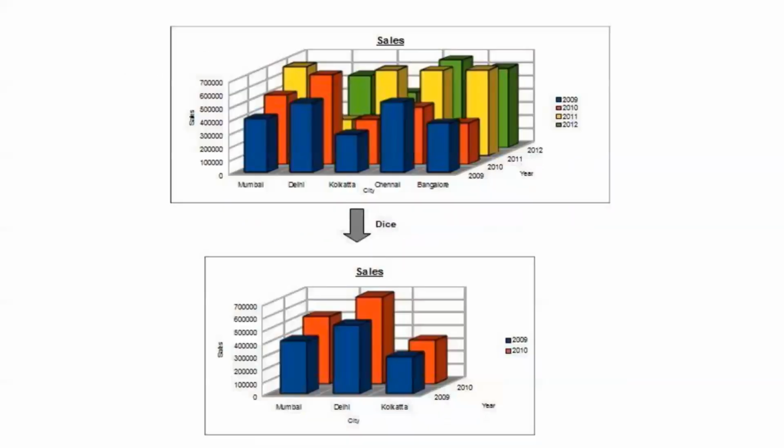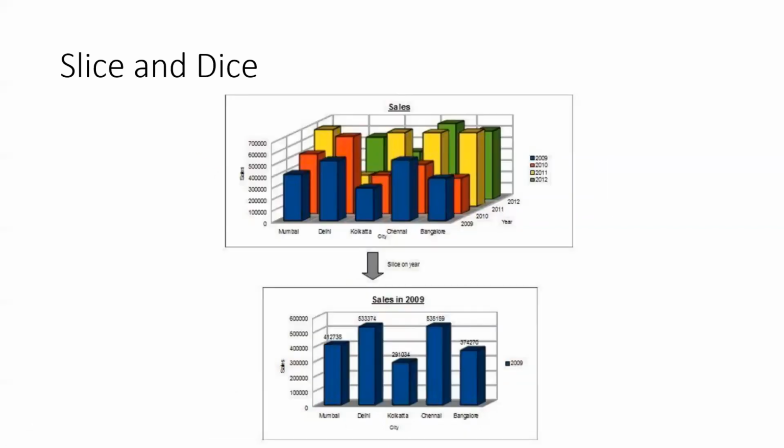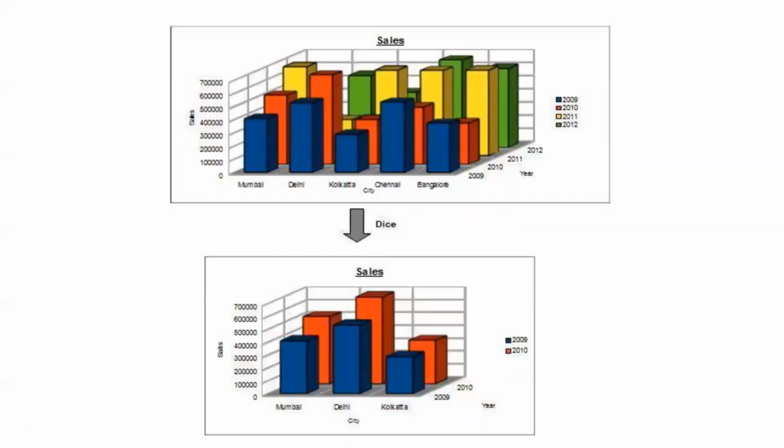Slice. What is dice? If we select multiple filters from multiple dimensions. Okay, we have selected a filter for year 2009 and 2010, and for the city we have chosen Mumbai, Delhi, Kolkata. So after choosing this, we can see it's dicing. So it's called dice. Slice is the previous one by selecting only one. Dice is representation of multiple, or the filter choosing on multiple subject areas. This is called dice.